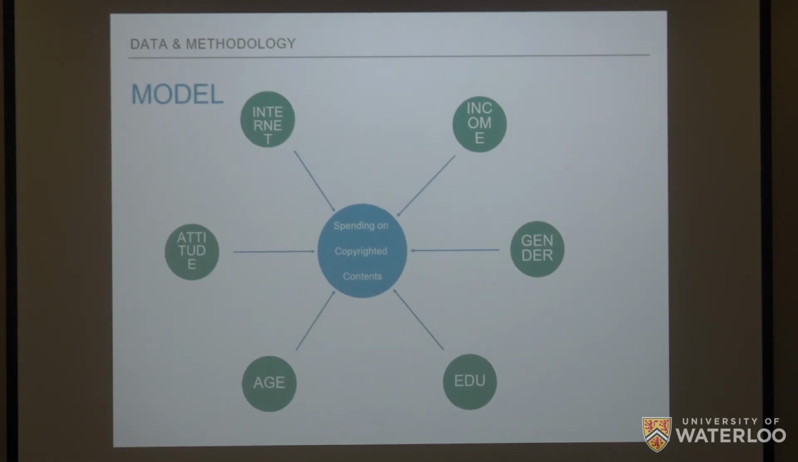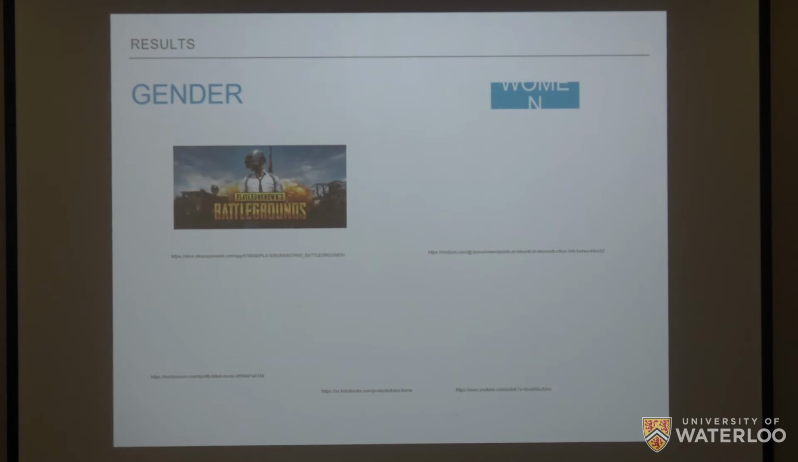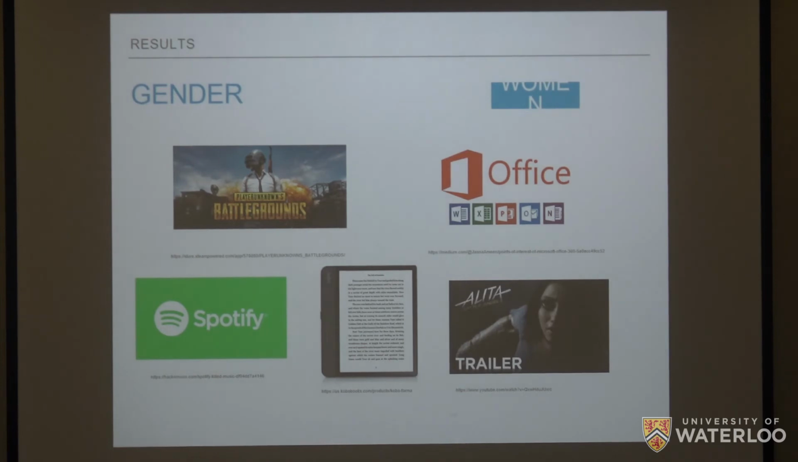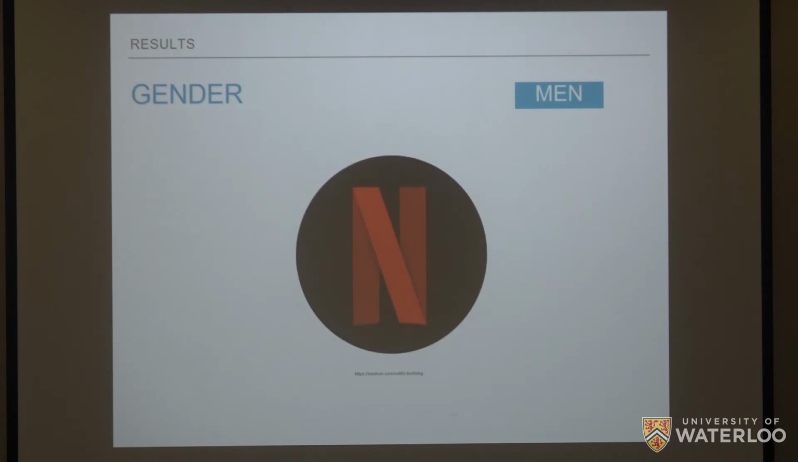So here are the results. There are 4 major determinants that affect copyrighted content spending: gender, age, education, and income. In terms of gender, we found that women are more likely to spend on video games, which seems surprising, and also on software, music, books, and movies. However, men are only more likely to spend on TV series. We guess one of the reasons could be women's inclination towards spending.